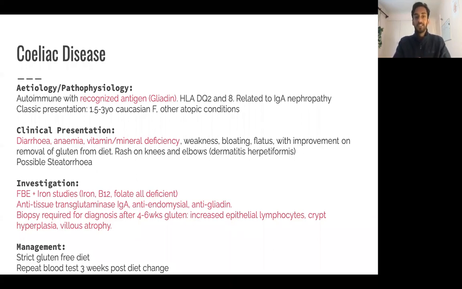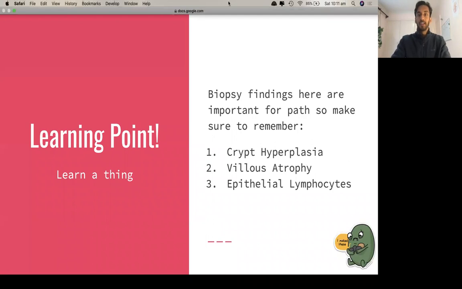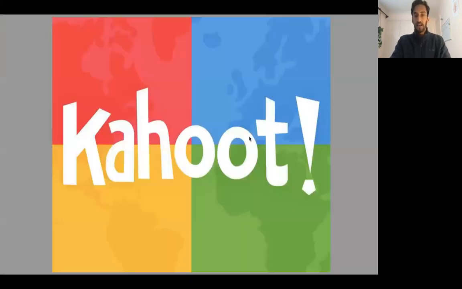Your investigations, make sure you screen them for malnutrition. Iron studies are important because they might have anemia solely due to failure to absorb food properly in the GI tract. Anti-TTG is classic for your tests. And then the most important thing is your biopsy. The buzzwords are increased intraepithelial lymphocytes, crypt hyperplasia, and villous atrophy. Really important to remember them in terms of pathology, as well as your final diagnosis of celiac disease.